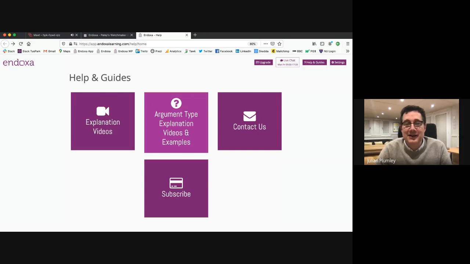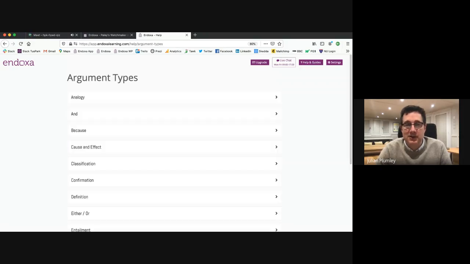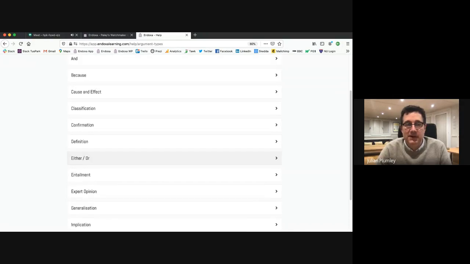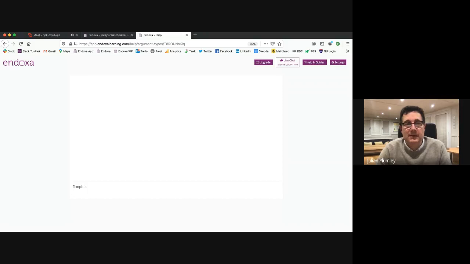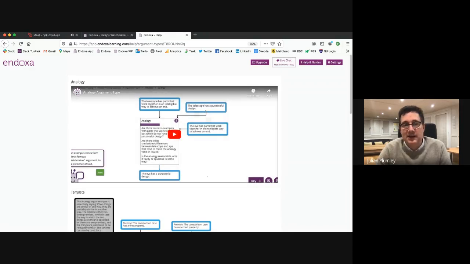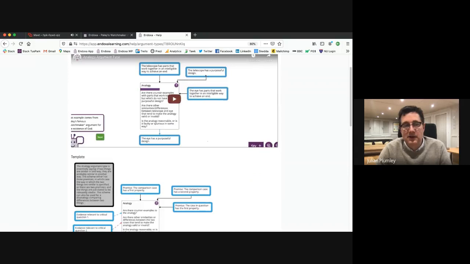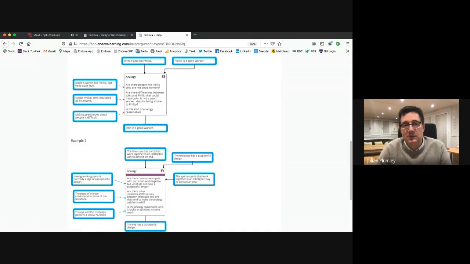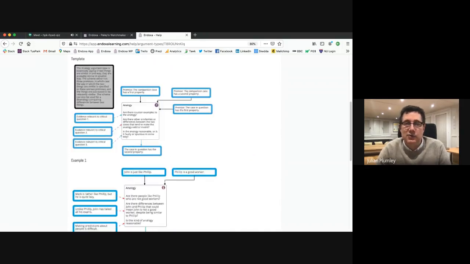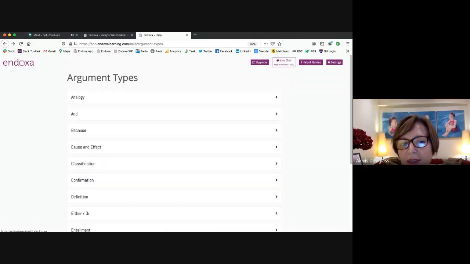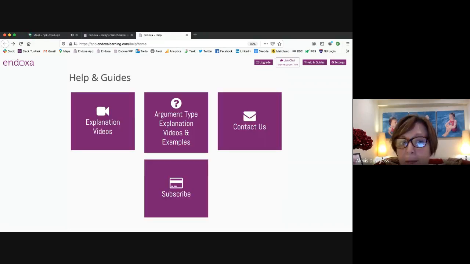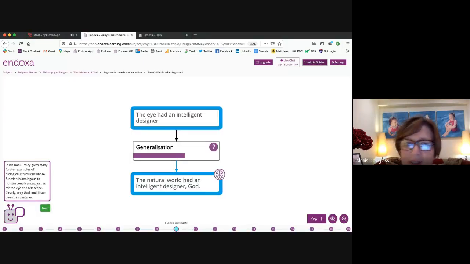Okay, and the other box here is on argument types. We've got a menu of 15 argument types. Here they are. Let's look at analogy. What you get is the explanation video, the templates, and some examples. And that's for each one. So if you want to know how they work, that's the reference material for it. Now, I found those argument types particularly fascinating, in part because I had never studied them before myself. And the fact that you'd said that some types of arguments have got generic strengths and weaknesses to them.